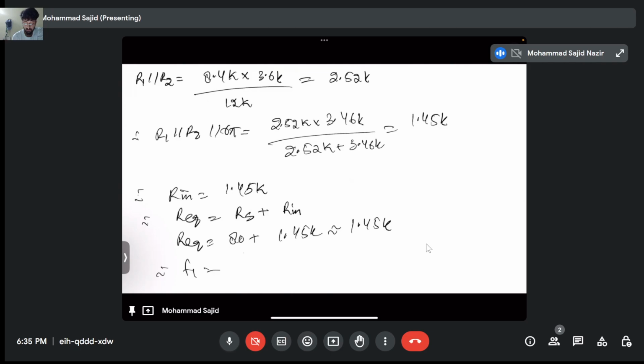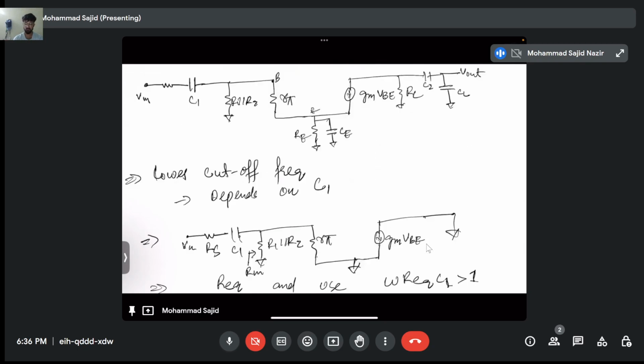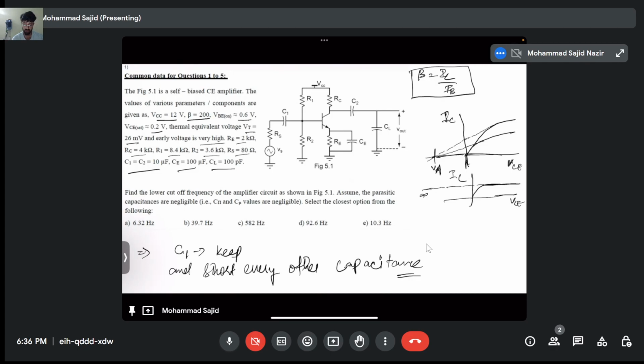Therefore, F1 is 1 by 2 pi R equivalent into C1, that is 10 micro. Calculating, we will get the answer. So I hope this is clear. So this is how you solve these types of questions.